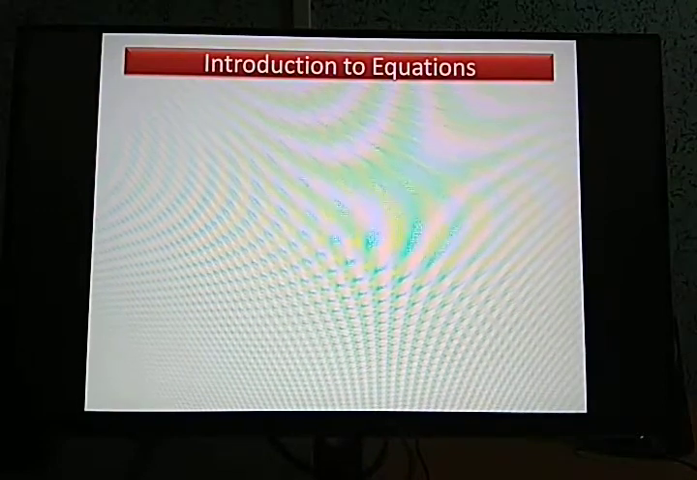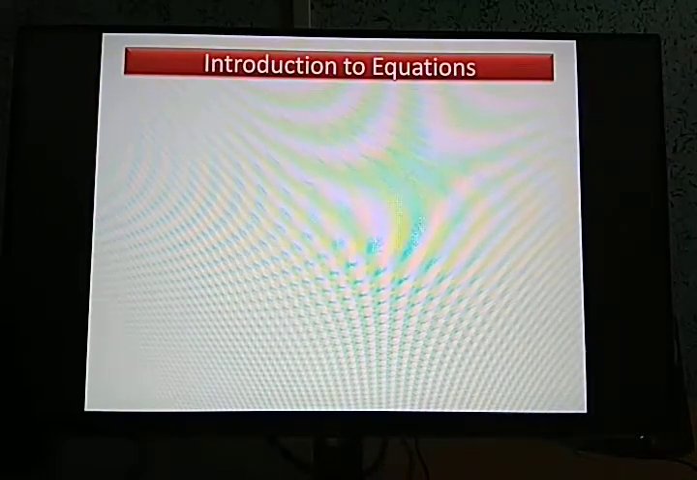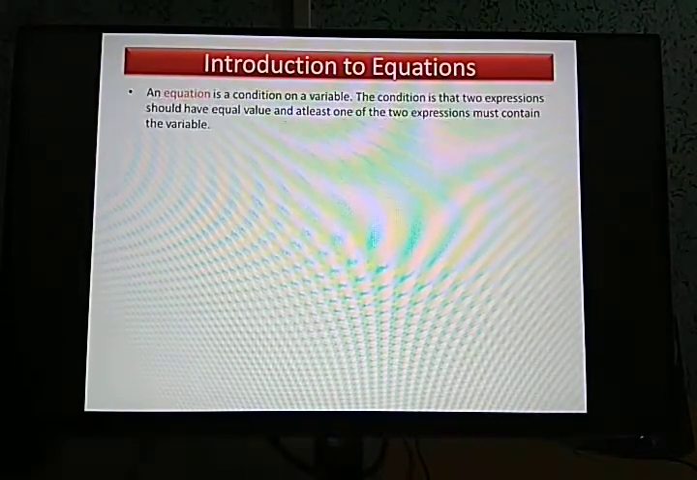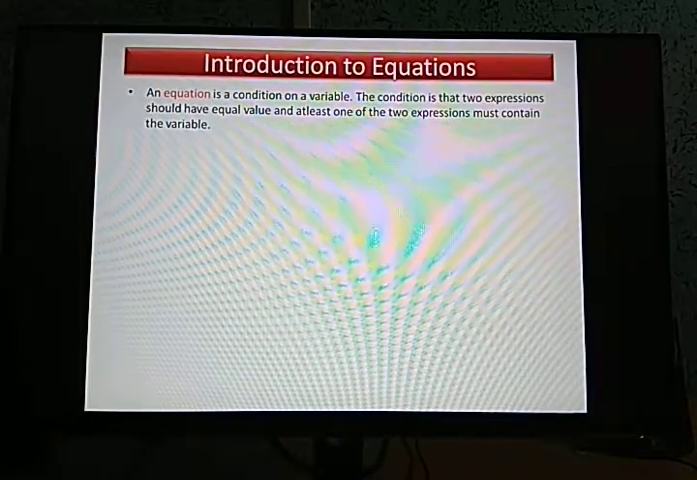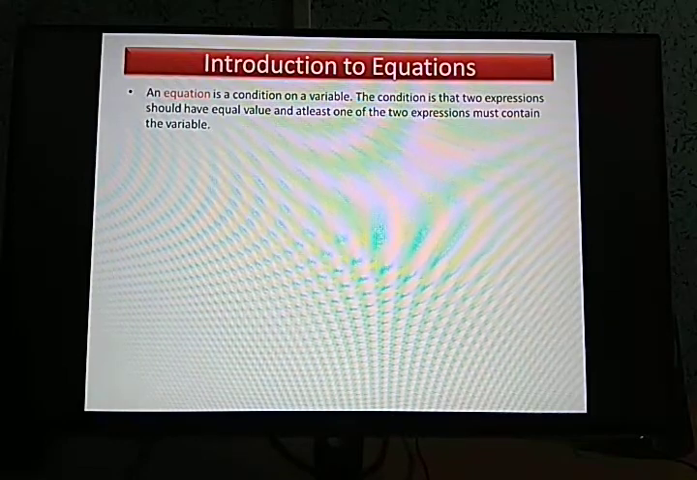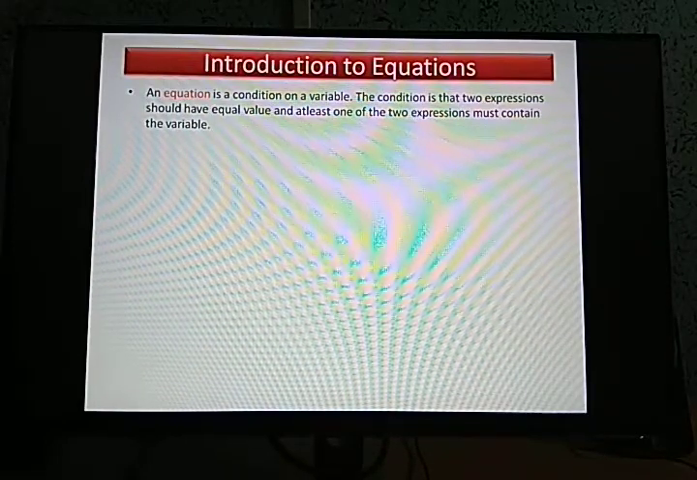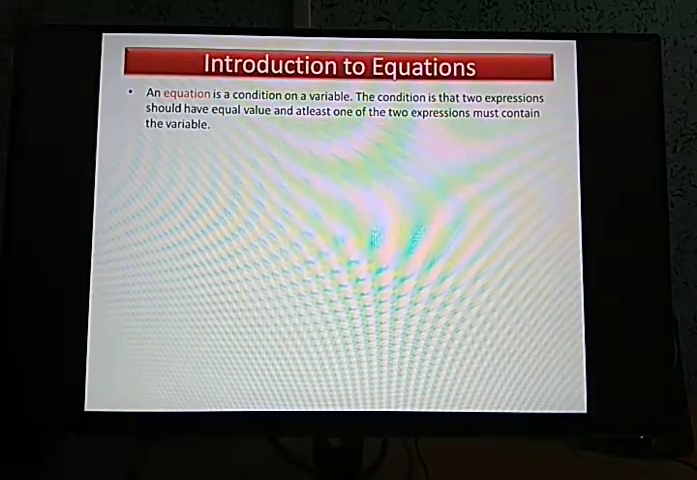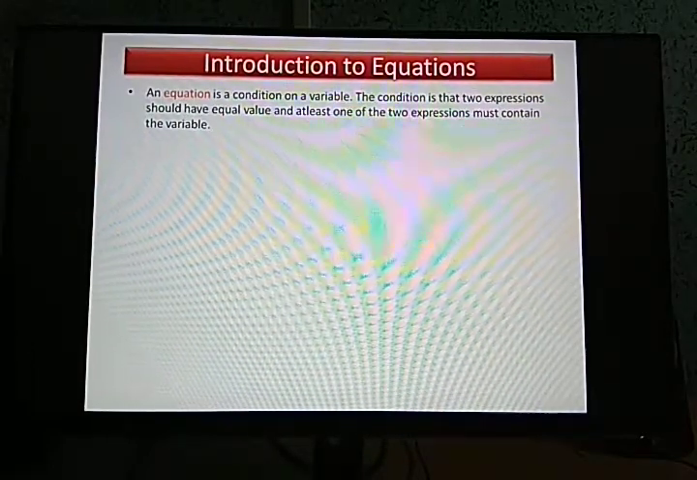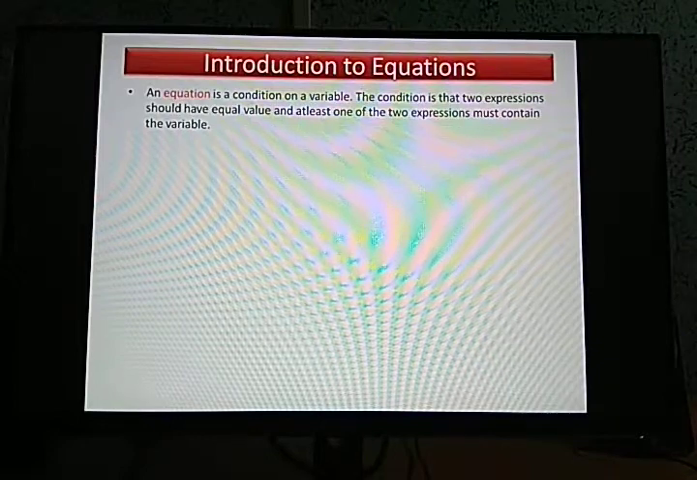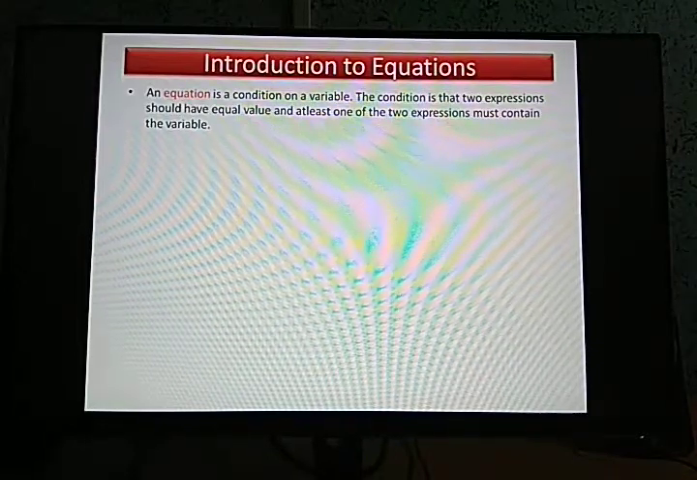Now, what are equations? So let us see the definition of equation. An equation is a condition on a variable. The condition is that two expressions should have equal value and at least one of the two expressions must contain the variable. Okay. Now let me explain it to you part by part.